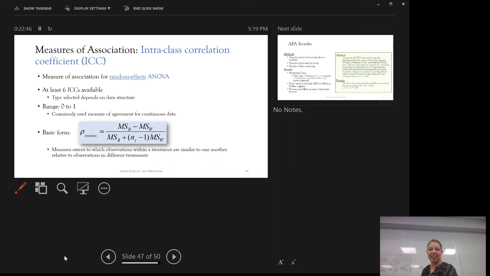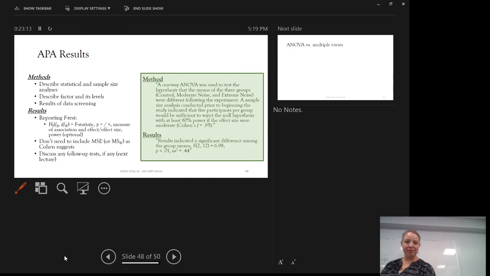Okay, last formula. This is ICC. Now, there's a little tiny note here. How many different ways can you calculate ICC? There are at least six frequently used versions of ICC, which means intra-class correlation. This is the basic format. I don't see it used hardly at all. Just wanted to make you aware of it. Okay.